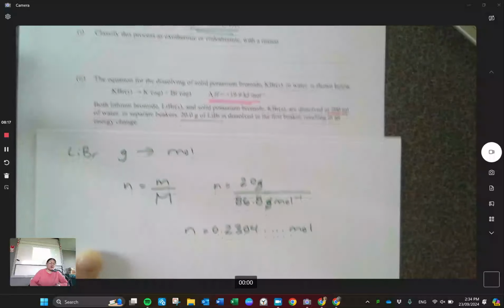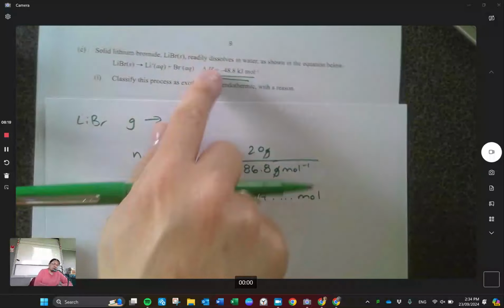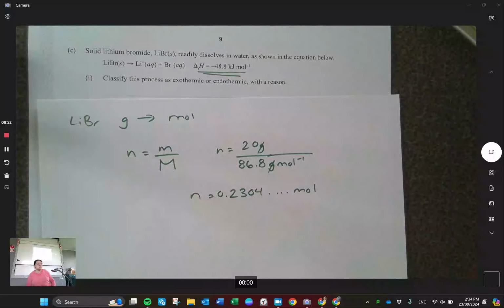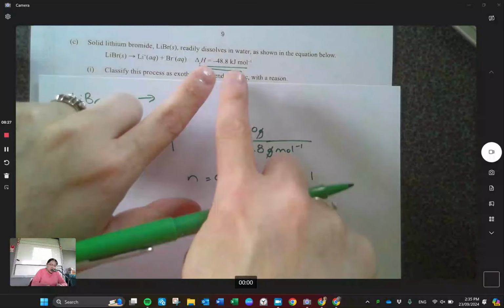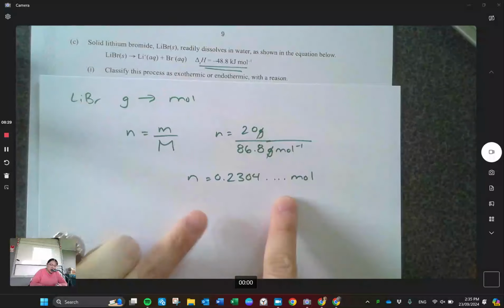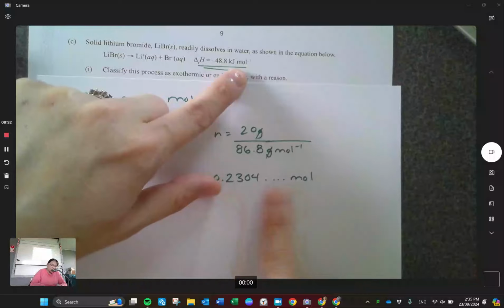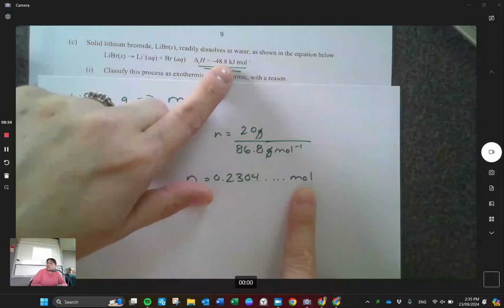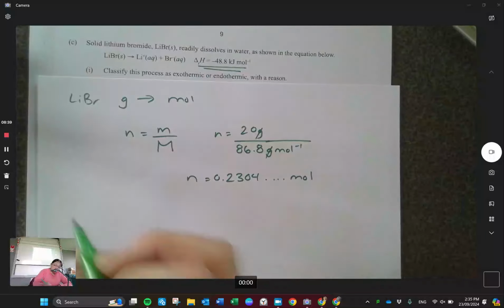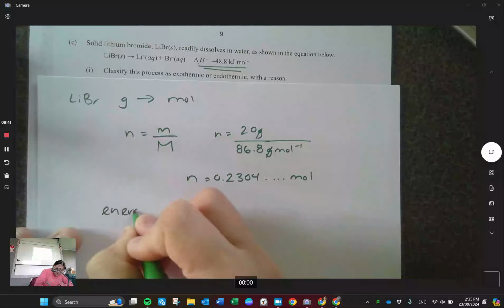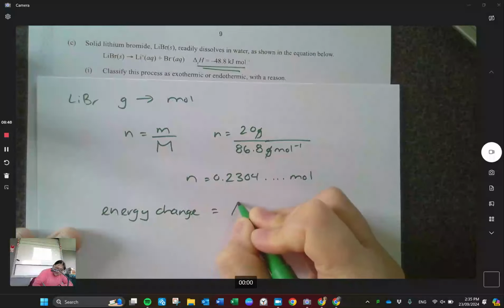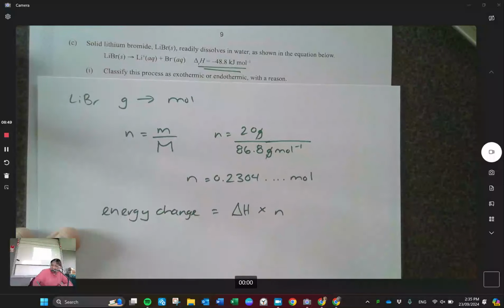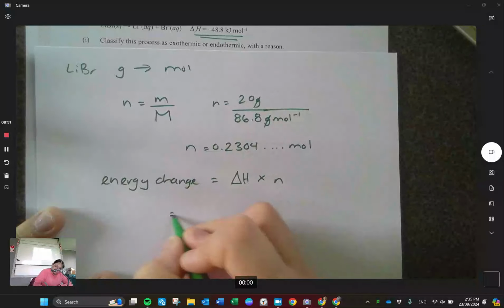Cool. All right. My next step is I'm trying to figure out kilojoules because I want to figure out how much energy is released from that reaction. So when I think about this logically, if I do my delta H times my n, my moles, the moles will cancel out, and I'll be left with kilojoules, which is what I want. I want to figure out how much energy change there is in that reaction. So if I want to figure out energy change, I do that by taking the delta H and multiplying it by n.